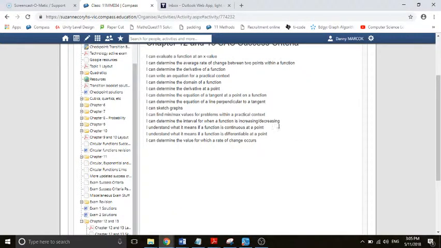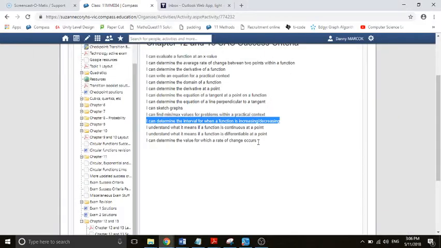Okay, for this next video, what we're going to do is have a look at how to find the maximum or the minimum values for problems in a practical context, and we can determine the interval for where a function is increasing, decreasing, and then we'll find the value where a rate of change occurs. So let's have a look at CAS.